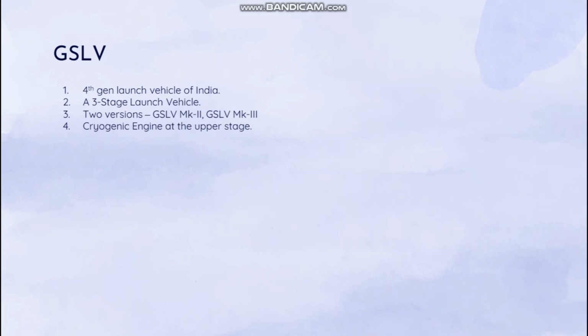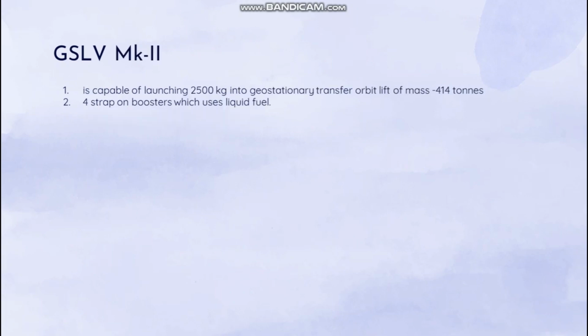The 3 stages of GSLV use solid fuel, liquid fuel and cryogenic fuel respectively. Here the liquid fuel stage uses the same Vikas engine which is developed by ISRO. Now coming to GSLV Mark II, this version of GSLV is capable of launching a 2500 kg payload into geostationary transfer orbit with a lift-off mass of 414 tons. And this GSLV Mark II uses 4 strap-on boosters which use liquid fuel to get the thrust.